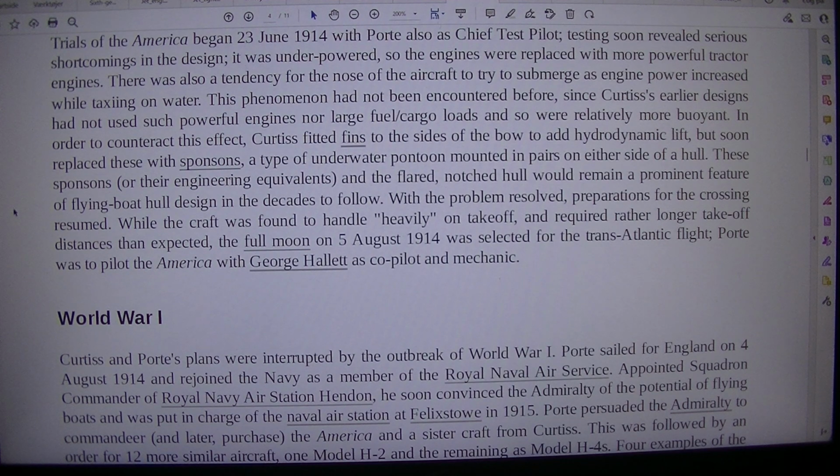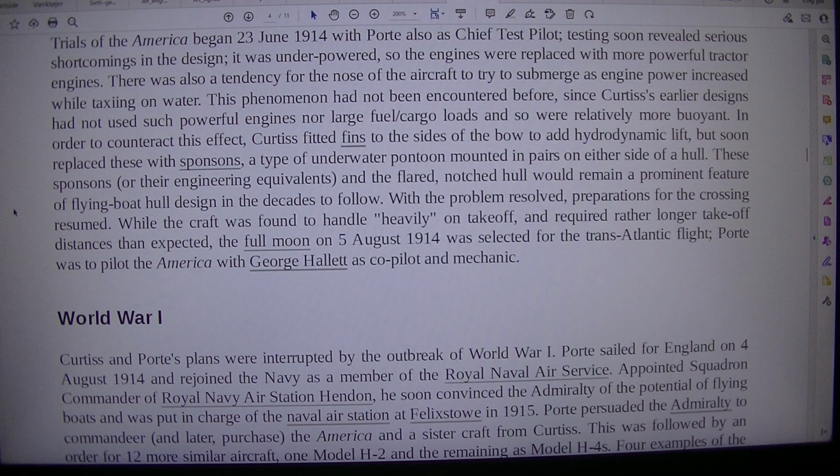With the problem resolved, preparations for the crossing resumed. While the craft was found to handle heavily on takeoff, and required rather longer takeoff distances than expected, the full moon on the 5th of August, 1914 was selected for the transatlantic flight. Porte was to pilot the America with George Hallett as co-pilot and mechanic.